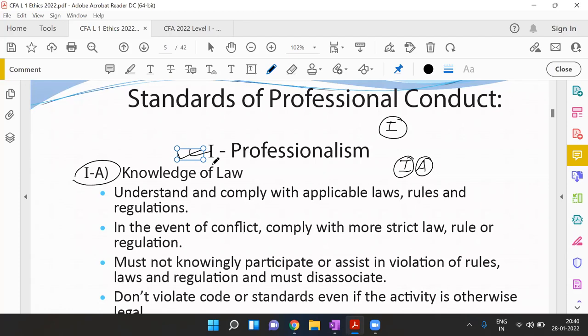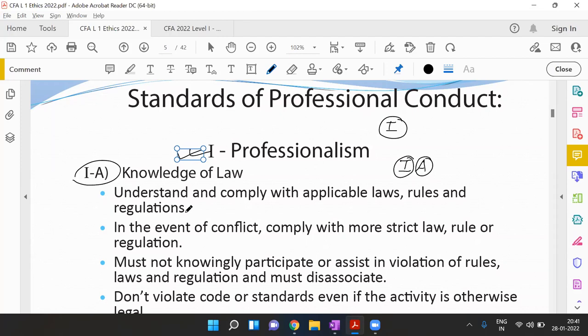So the first sub-standard within standard one is knowledge of law. What it says, you must understand and comply with applicable laws, rules and regulations. If you're working in the Indian stock market, and you did something which is a violation, and then you claim that I didn't even know that such a law existed, that does not mean that you are not in violation. You have violated. It is your responsibility to understand all laws, rules and regulations. You cannot say that since I didn't know the law, that's how the violation happened. That is not acceptable. So you must understand laws, rules and regulations, and you must comply. You cannot evade your responsibility by just saying that I was not aware.